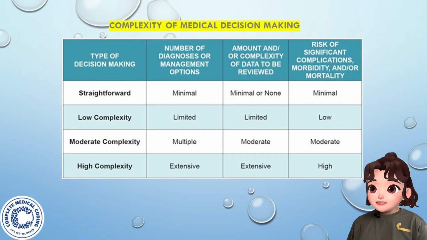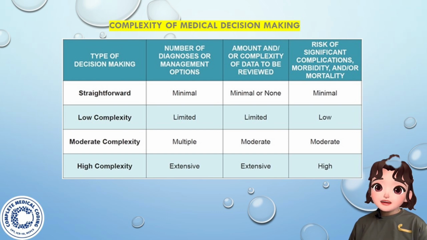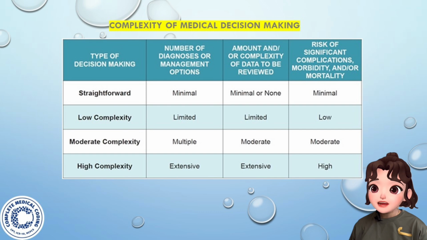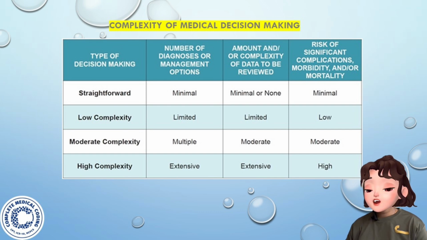Now, the third factor, decision making. So, first is history, second is examination, and third one is decision making. What is the level of complexity of medical decision making? See, in this chart, you can identify that the medical decision making can be of 4 types: straightforward, low complexity, moderate complexity, and high complexity. What can be considered if it is a straightforward decision making?